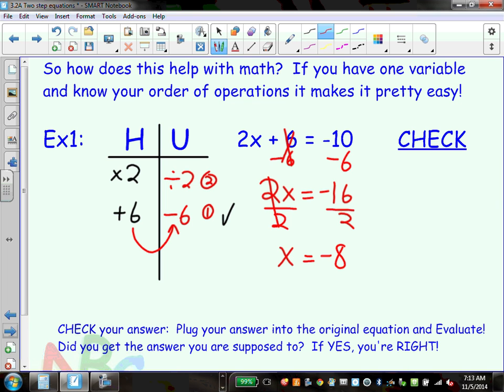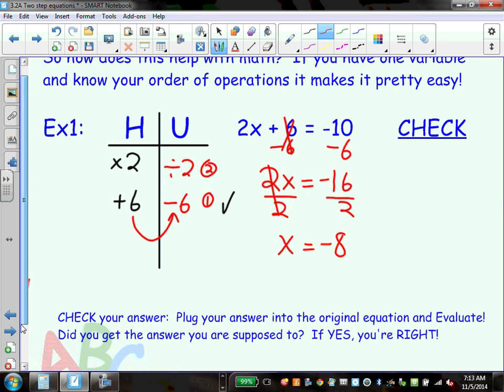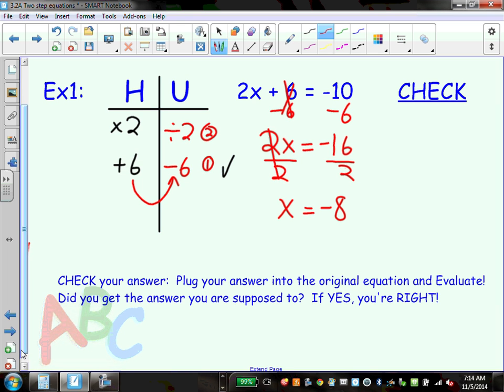Checking our answer is really simple. All we have to do is, we got this value of negative 8. We just plug it in to the original, and we see if it gives us something that's true. So let me erase a little bit of this work. So we're going to plug this into 2x plus 6 and see if we get negative 10.